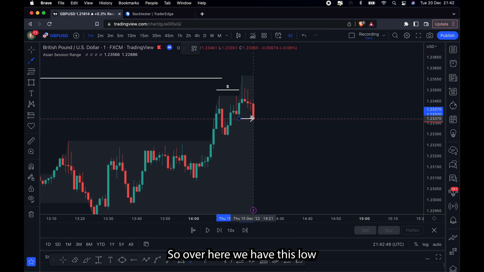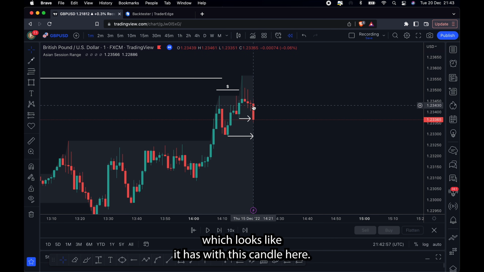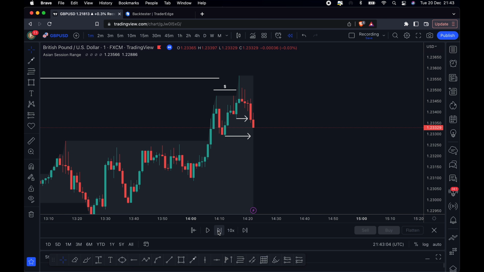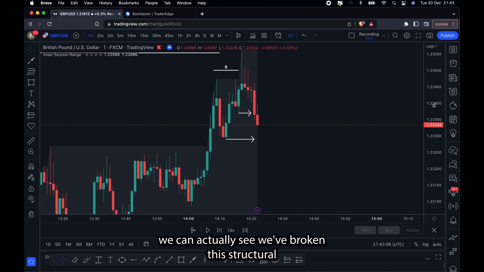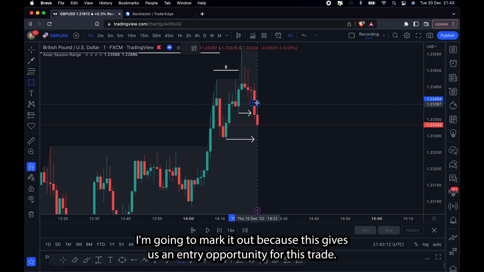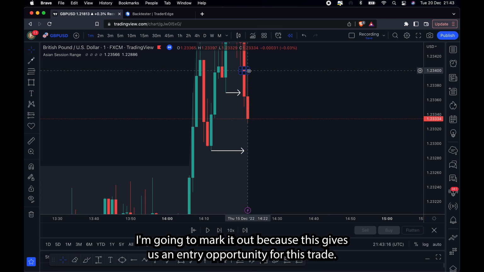So over here we have this low, and then we have this low here, and what we're looking for is price to break the low, which it looks like it has with this candle here, and then we are looking for an imbalance to be created. So if I just move one candle, we can actually see we've broken this structural point here and we've created this imbalance over here as well. So this is very important. I'm going to mark it out because this gives us an entry opportunity for this trade.